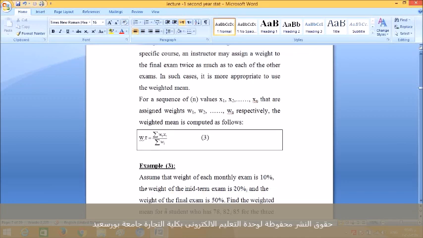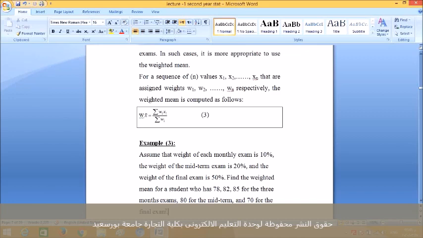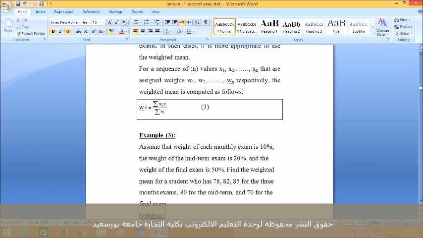Find the weighted mean for a student who has 78 and 82 and 85 for the 3 months exams, and finally 80 for the midterm exam, and 70 for the final exam, right?